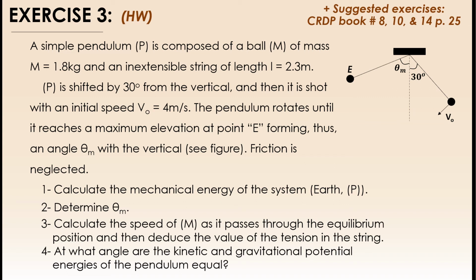The pendulum rotates until it reaches a maximum elevation at point E on the other side with the vertical. Friction is neglected. Calculate the mechanical energy of the system, determine theta max, calculate the speed of m as it passes through the equilibrium position, and then deduce the value of the tension in the string.